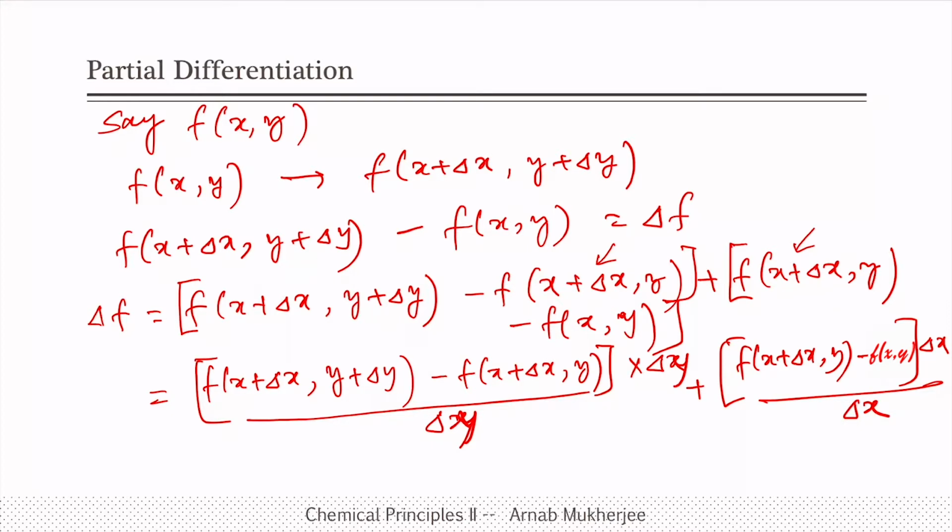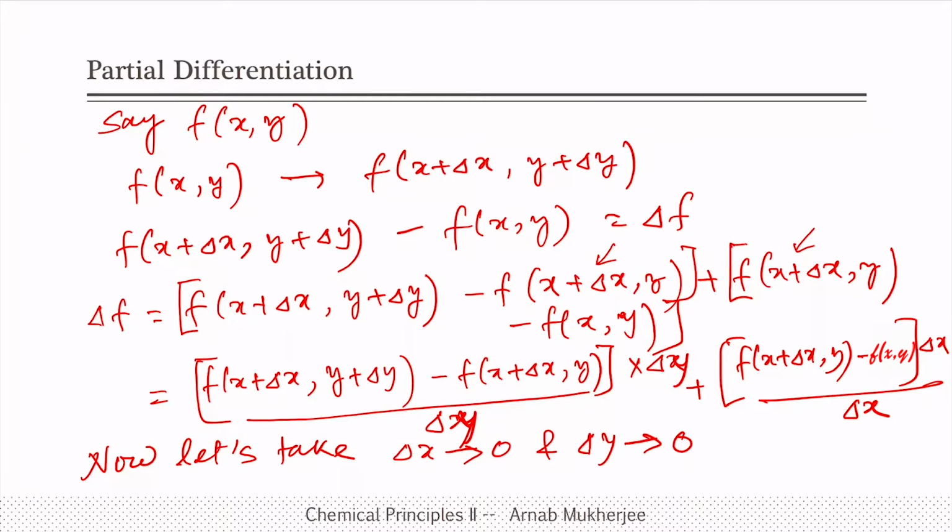Okay. So, now let us take delta x tends to 0 and delta y tends to 0. What is going to happen? Look at the first term. In the first term, if I take the delta x to be 0, then I have delta x in both the cases. Okay. I can take the limit right away. So, we are taking now the limit, delta y and delta x tends to 0 for both of them.